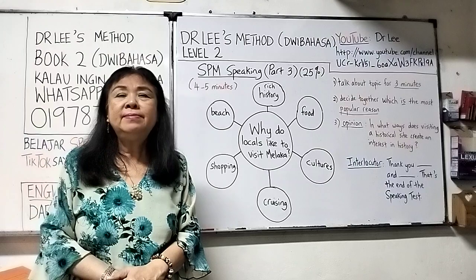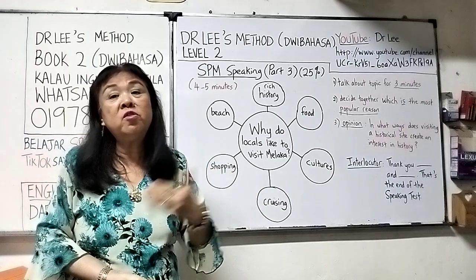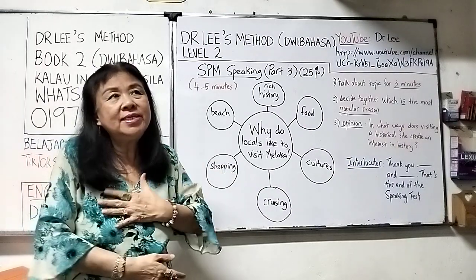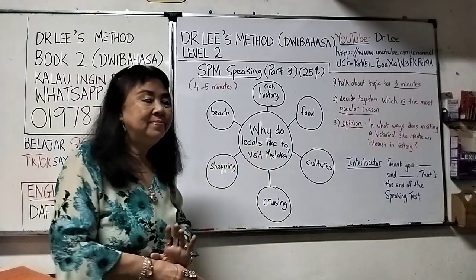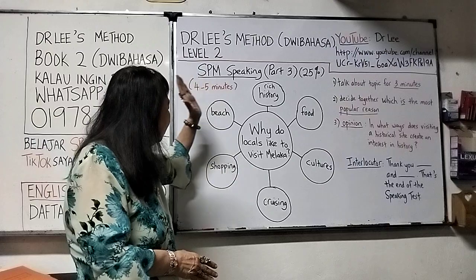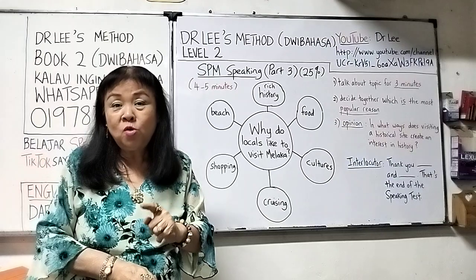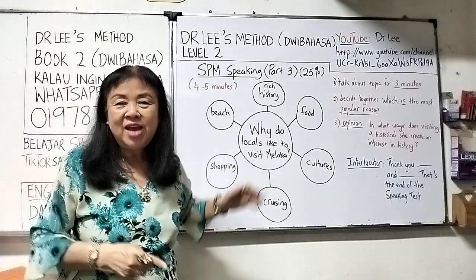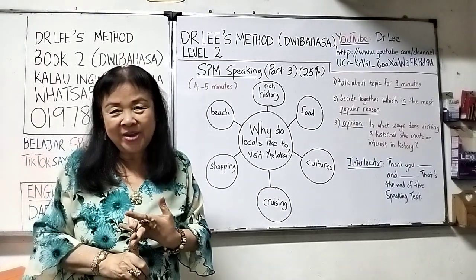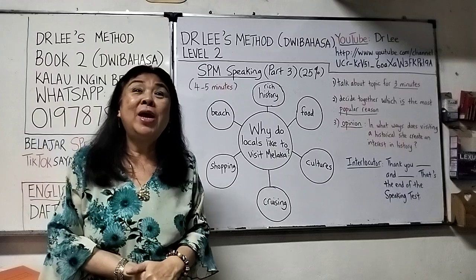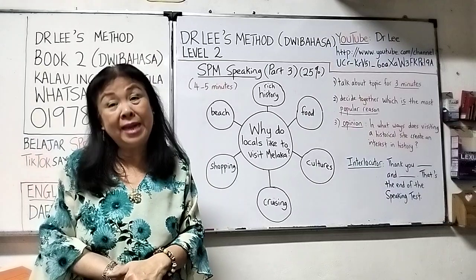You can start by saying, in my opinion, or you can say, I think, from my point of view, it's okay. So let us say I start with, in my opinion, locals like to visit Malacca to enjoy the beautiful beach or beaches of Malacca. Then I will follow. After I say the point, I will give a reason. After the reason, I will give an example. Okay? So I will probably say, to enjoy the beautiful beach that is found in Malacca, or the beautiful beaches that are found in Malacca.